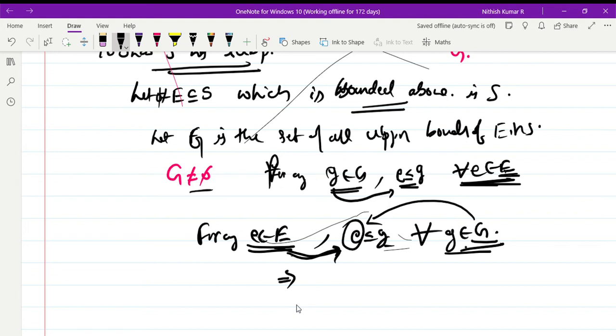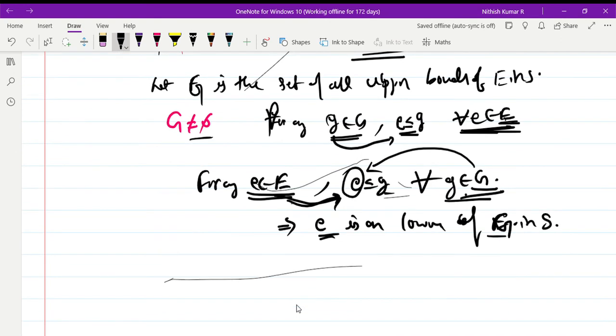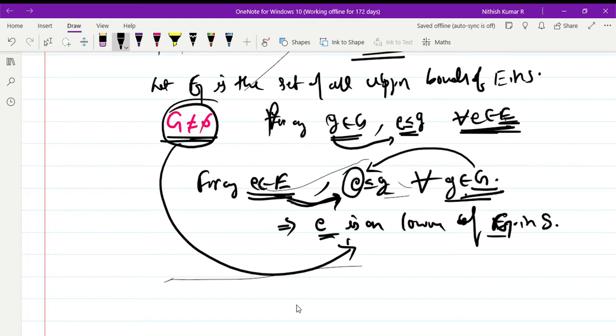This implies every element of E is a lower bound of G in S. Now, if you observe, G is a non-empty subset of S, and G has lower bounds.